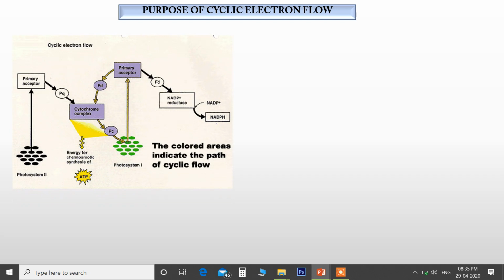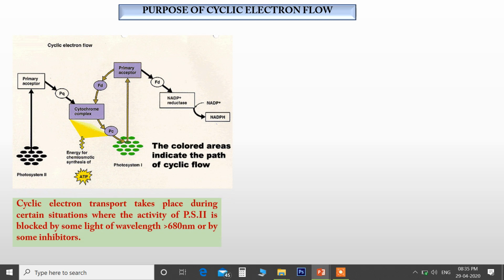Here, it's clear cyclic electron transport takes place during certain situations where the activity of PS2 is blocked by some light of wavelength greater than 680 nanometer or by some inhibitors. So it is very much clear that from PS1 to ferredoxin, the steps are similar in both cyclic and non-cyclic. So here this is a combined representation of cyclic and non-cyclic. Here the colored areas represent cyclic, the other one non-cyclic. So here up to ferredoxin the steps are same.